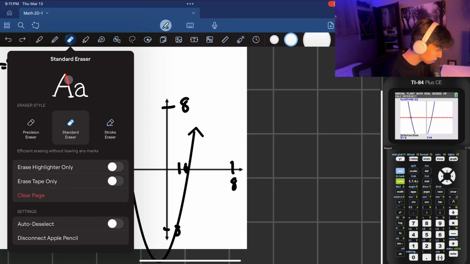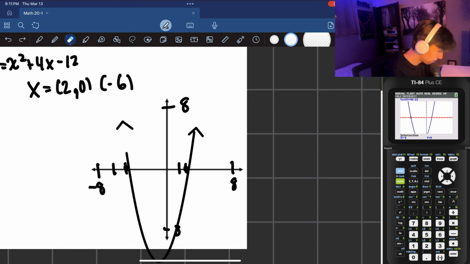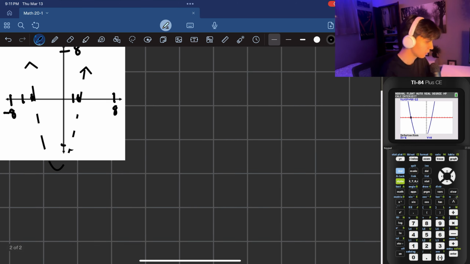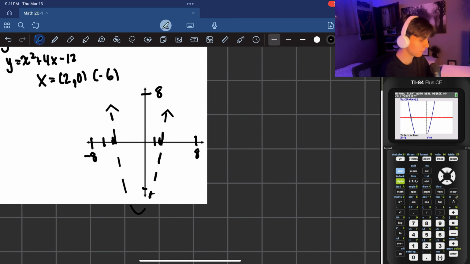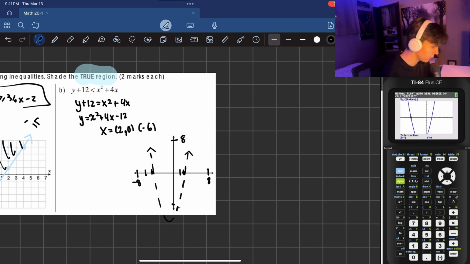Here, let me fix this real quick. Junk. Precision. So I'm just gonna make this dotted. Good enough, I guess. Let's make this a dotted line. And there we go.